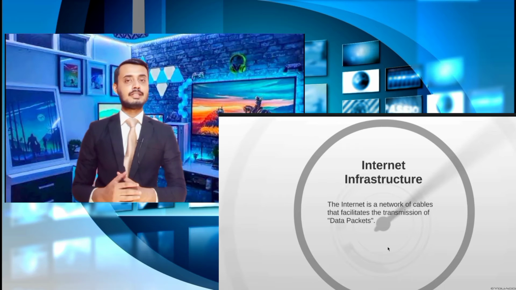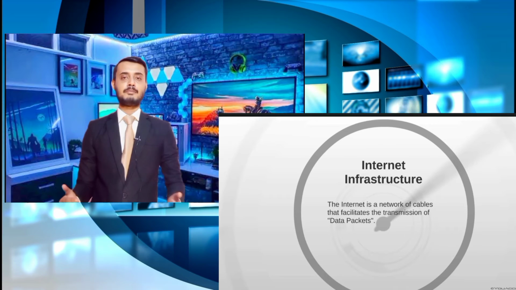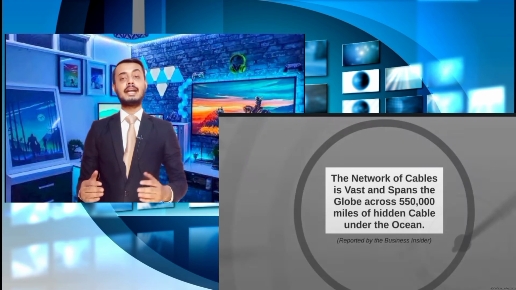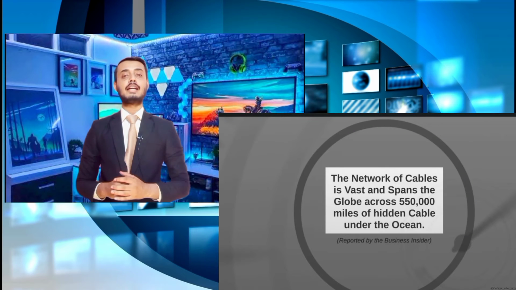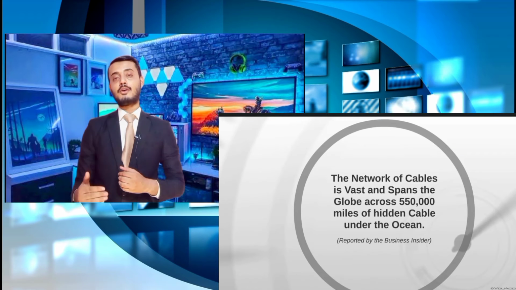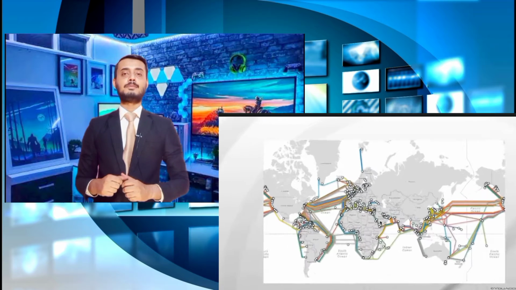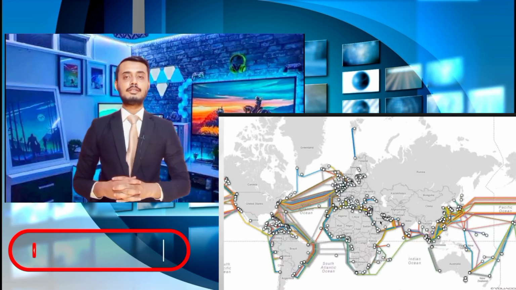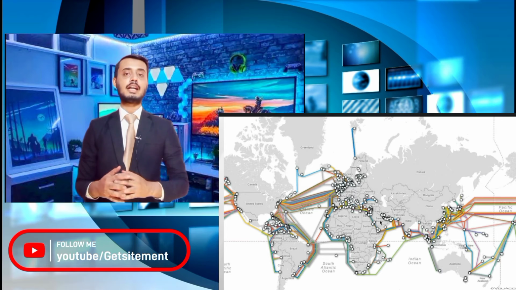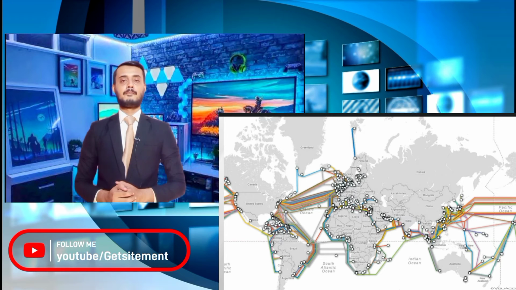To think of it in its simplest terms, the internet is a network of cables that facilitate the transmission of data packets. The network is extremely vast and spread globally across 505,000 miles of hidden cables under the ocean to keep the world connected. This snapshot provides a graphic illustration of how complex the network of cables that power the internet really is.